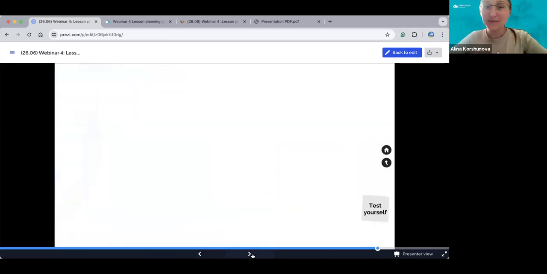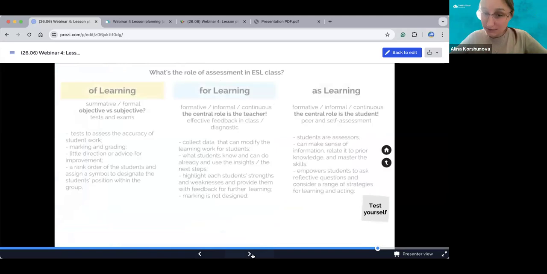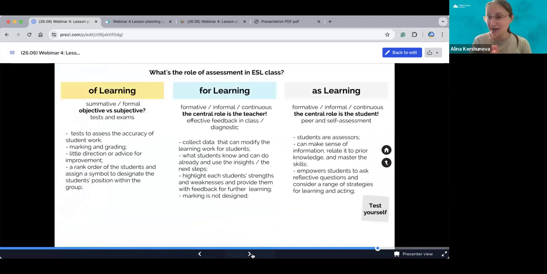Let's talk about assessment, yes? So when we talk about assessment, these are different terms that describe different types of tests, different types of assessments. Again, the key point here is that we don't need to know all those terms. Probably if we do a test, we understand why we do that, for what purposes, yeah? But we need to remember that when we talk about the role of assessment in ESL classes, we might have assessment of learning, assessment for learning, and assessment as learning.